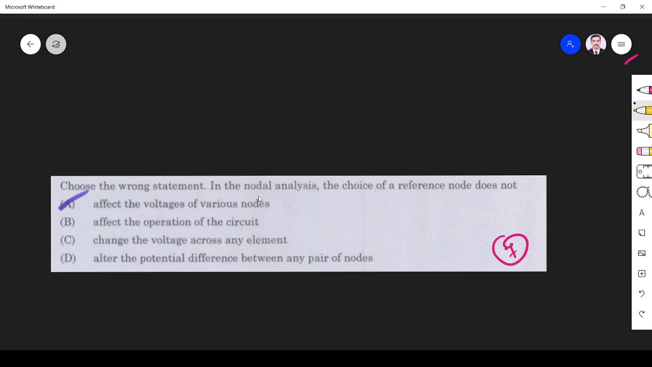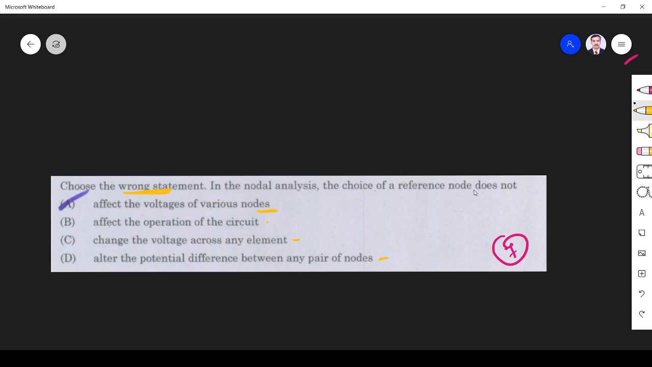Yes, true. Right? Here they ask the wrong statement. Very important. So this is the right statement. Choice of reference node changes the voltage across any element. That is also a right one. It will alter the potential difference between any pair of nodes. Yes, of course. What is the only thing? It will not. It will affect the voltages of various nodes.